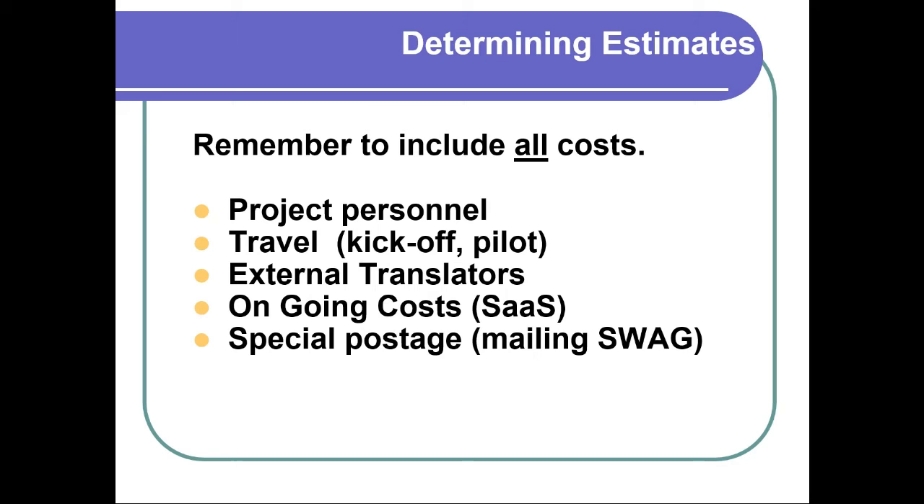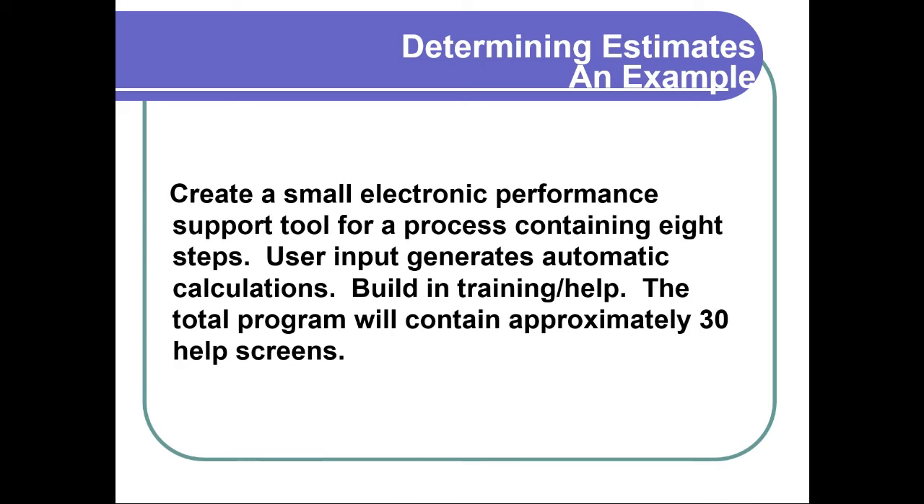The real point here is you've got to consider, okay, what would all the costs be? Write them down, brainstorm them, try to think of, well, what are some other costs that I might have? It's really easy to miss a cost, so try to get as many as you can. Then you need to determine an estimate. So let's use an example.